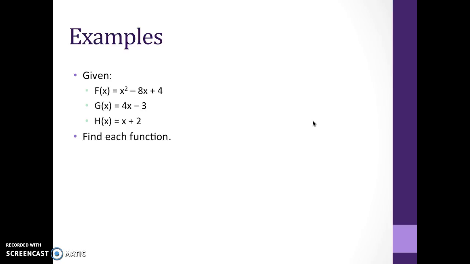So let's look at some more examples. We are given the following functions. F of x equals x squared minus 8x plus 4. G of x equals 4x minus 3. H of x equals x plus 2. So we want to find each function and indicate any restrictions on the domain.